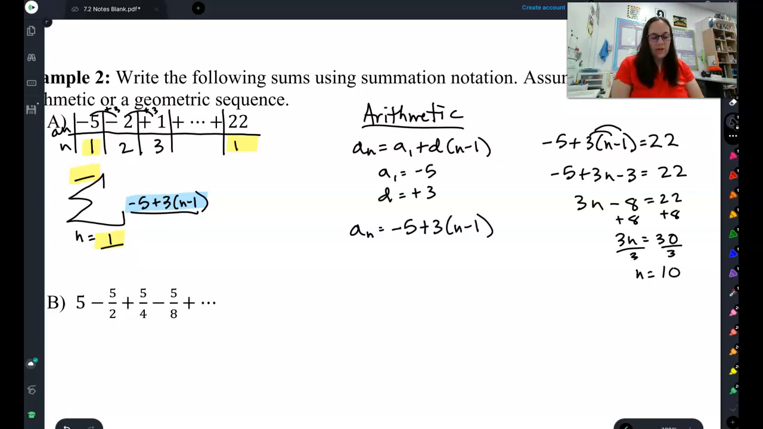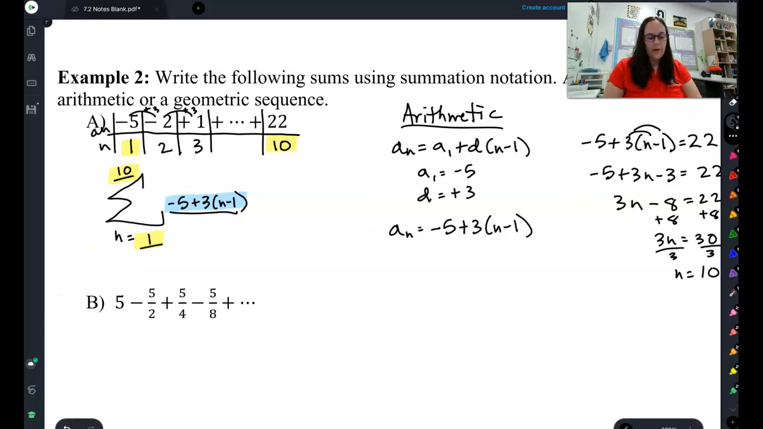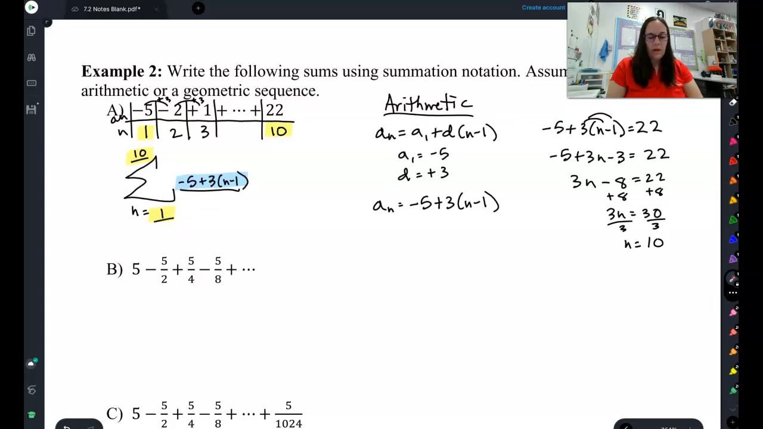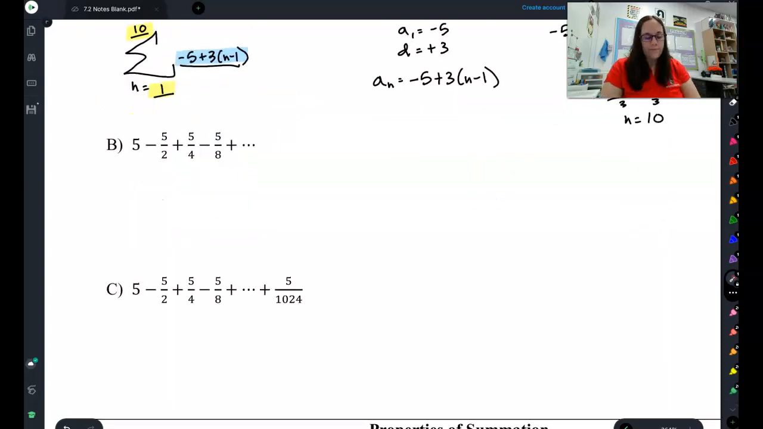So this is actually the 10th term number. So I'm going from n equals 1 up to 10. And that's how we write this sequence. We know we're going from the first term to the 10th term, and here's the equation I get for them. So knowing that, let's look at B.